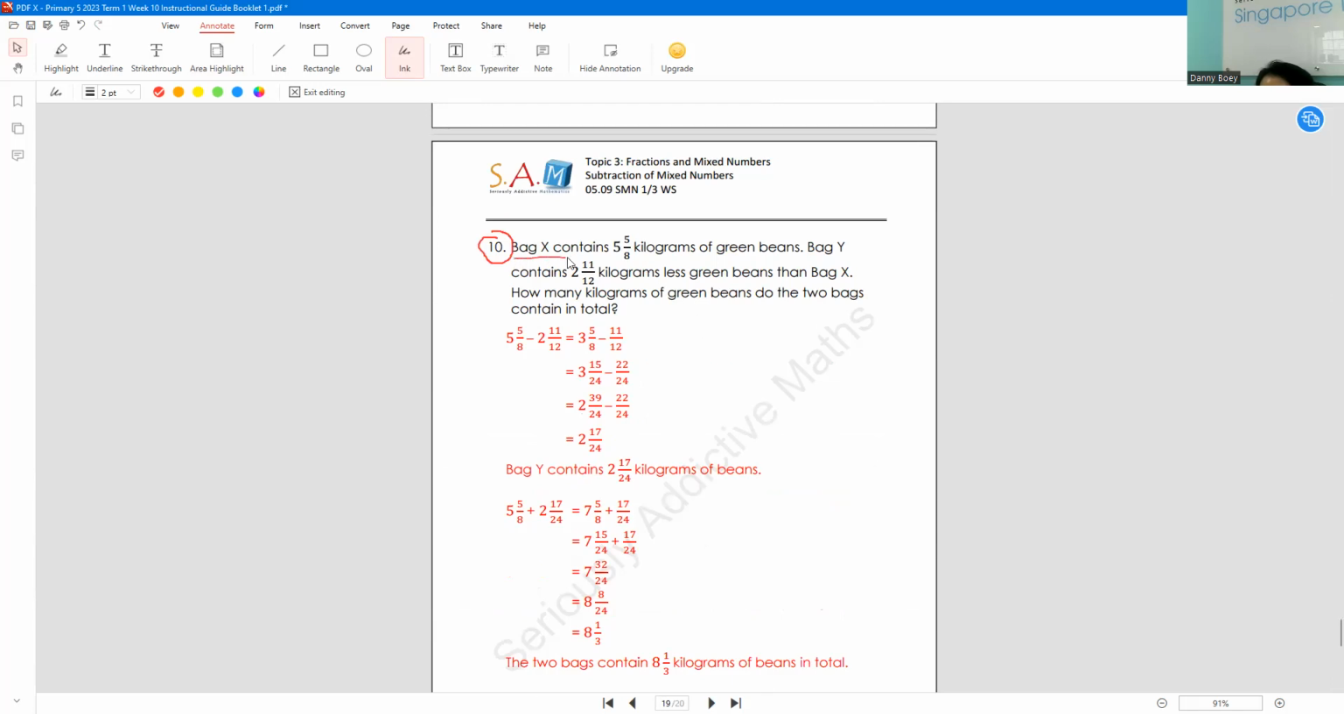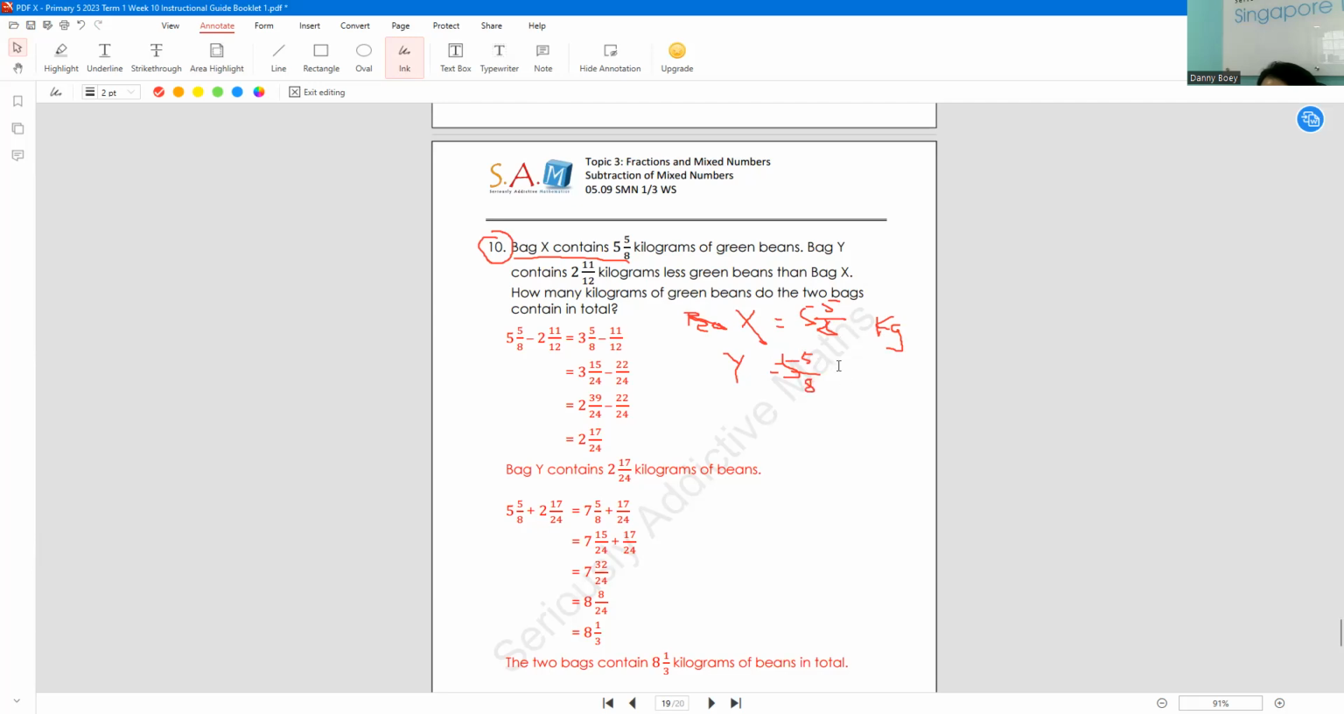So for clarity, get them to write things like this. I always get them to do that because I don't quite like it when they just do the fractions or numbers like that. So bag X, maybe just cut it short, equals X. So get them to write out X equals 5 whole 5 out of 8 kg. What about Y? Y contains 2 whole 5 out of 12 less. So they need to do it this way.